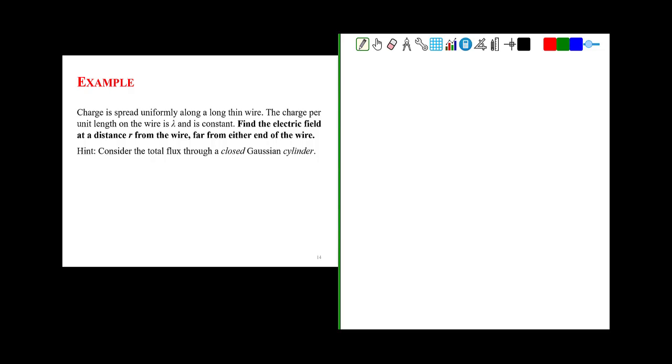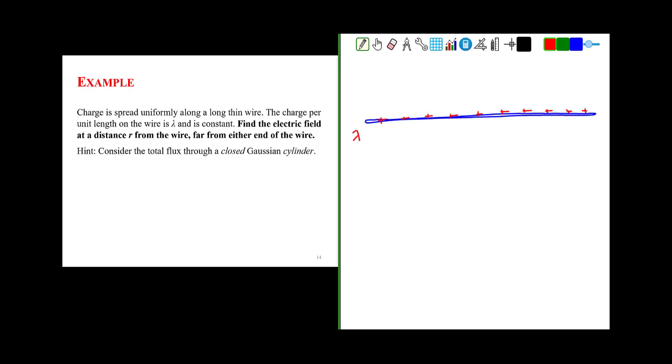Well, let's look at this. Our goal is to find the electric field at some arbitrary distance r away from the wire. Let's start by drawing our wire. Here's our wire of charge. And we know that charge is uniformly distributed along this wire. The density of this charge is lambda.